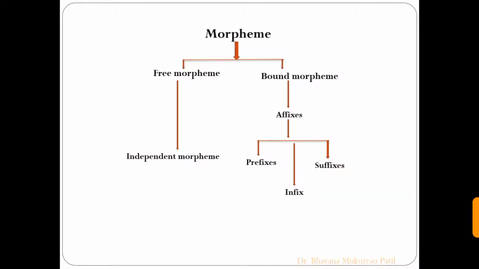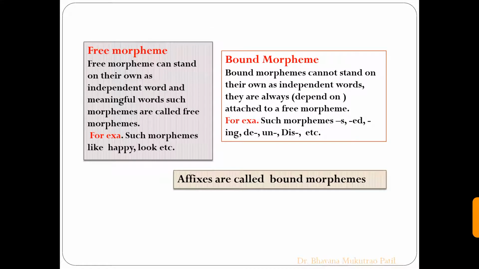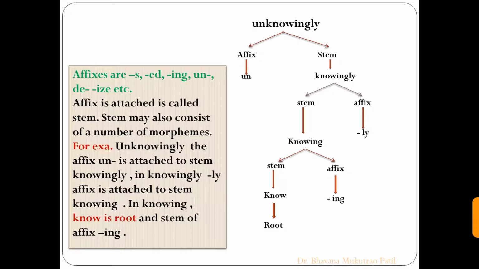Now here is the chart of types of morpheme: free morpheme and bound morpheme. A free morpheme is independent and has its own meaning, and a bound morpheme is in the form of affixes, that is prefixes, infixes and suffixes. We will see in the next slide in detail what the affixes are.